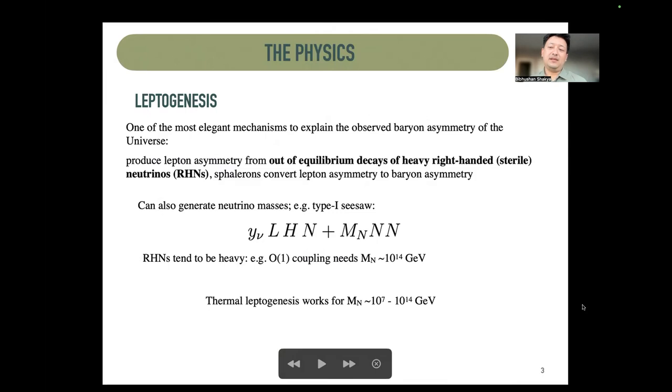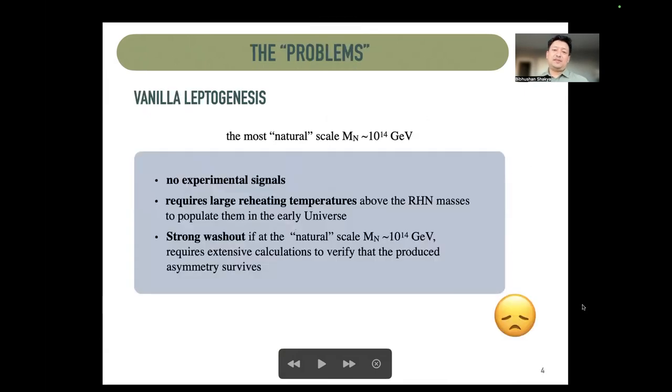And this works really nicely out of the box. That's why this is one of the most elegant ways to explain the baryon asymmetry of the universe. So this mechanism is very nice, but it has, let's say, some problems. Problems in quotation marks, because these are not really problems per se, but just some aspects that are undesirable and could maybe be improved. There are three in particular that I'd like to address. One is that this mechanism has no experimental signals. If this is the way that the baryon asymmetry was produced in the universe, then there's probably no way to experimentally test it, especially if the right-handed neutrinos are at some very high energy scale.